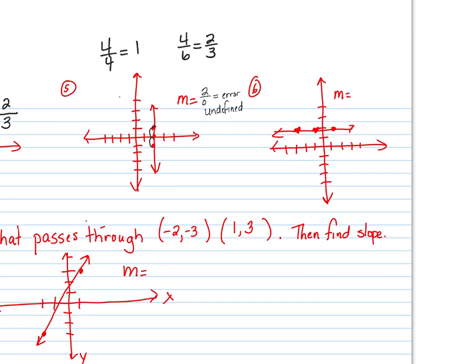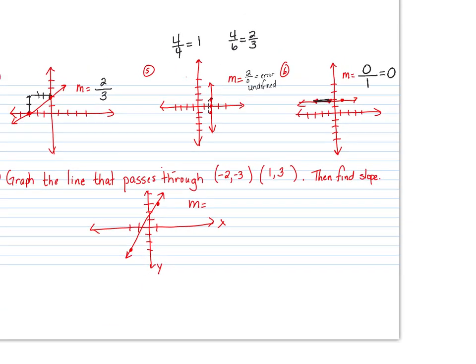Okay, 6. I already know it's going to be 0, but if I rise, I'm not rising any. But I can say I'm running 1. 1 goes into 0 0 times. So that one has a 0 slope.